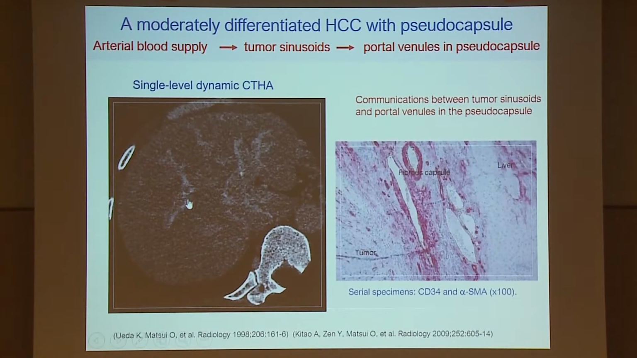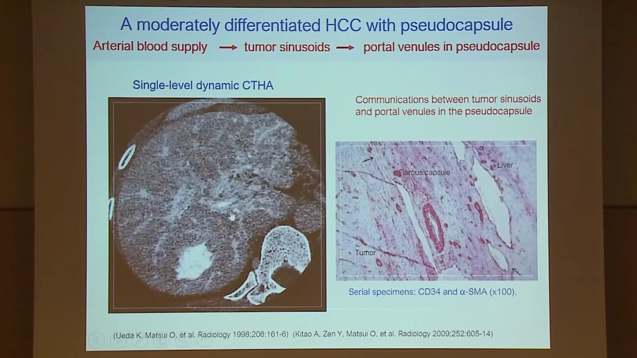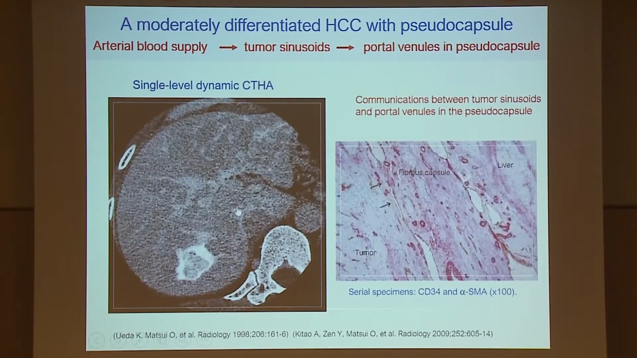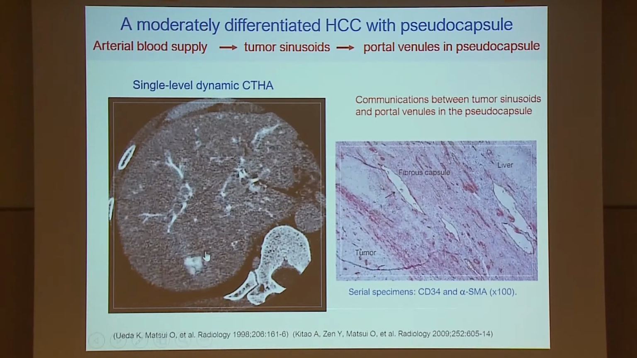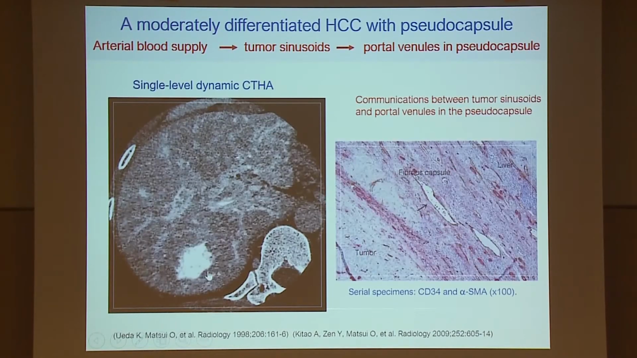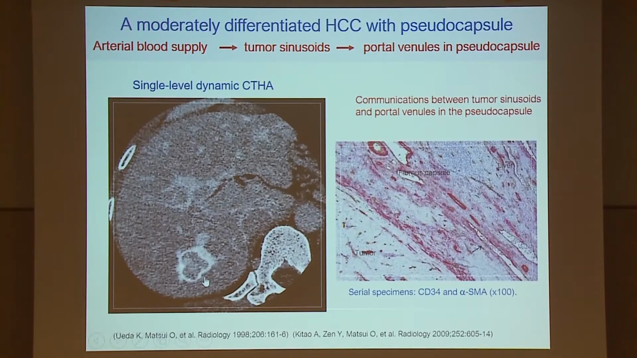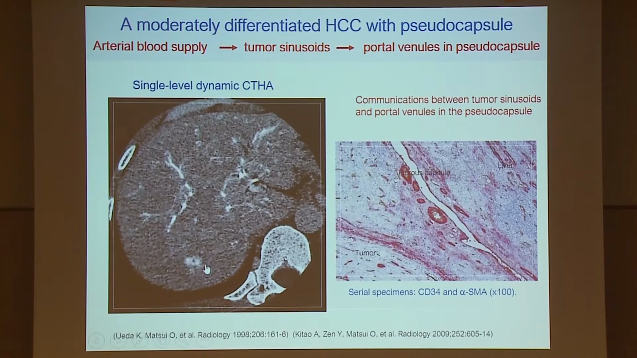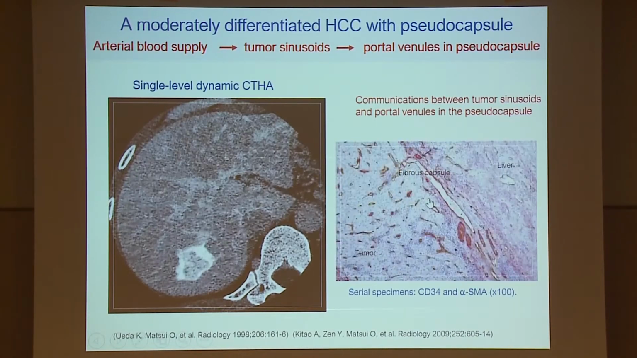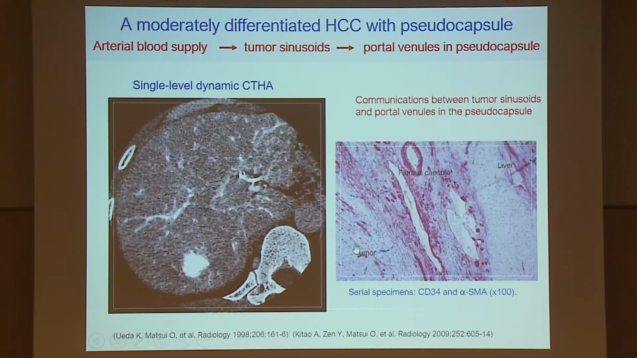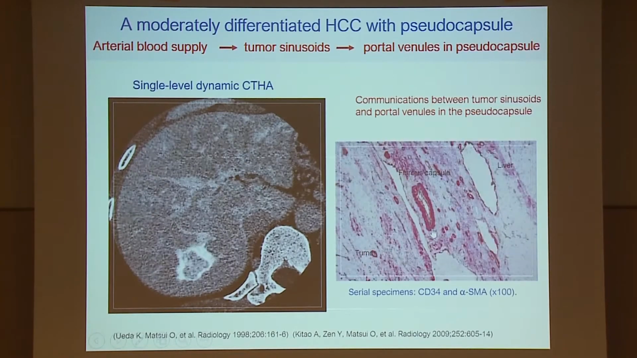This is a case of moderately differentiated HCC. In this case, on single-level dynamic CTHA, you can see a small amount of contrast medium first in the tumor and then draining into the surrounding liver, called corona enhancement. And in this area, you can see tiny portal venules. And there are abundant communications between tumor sinusoid, tumor venule, and portal venule in the pseudocapsule.